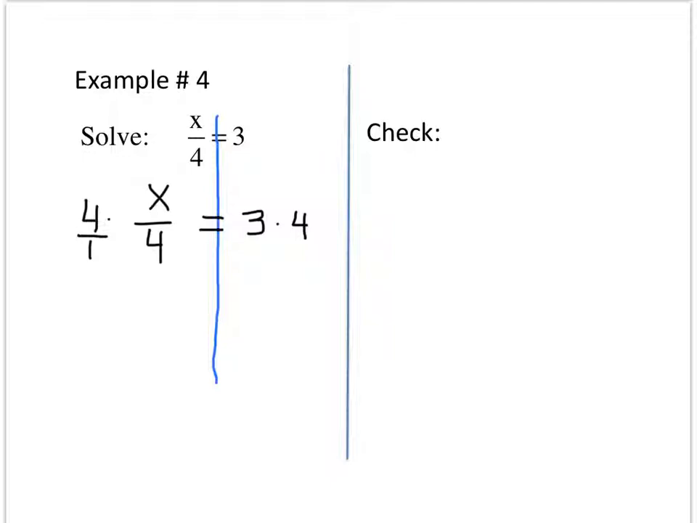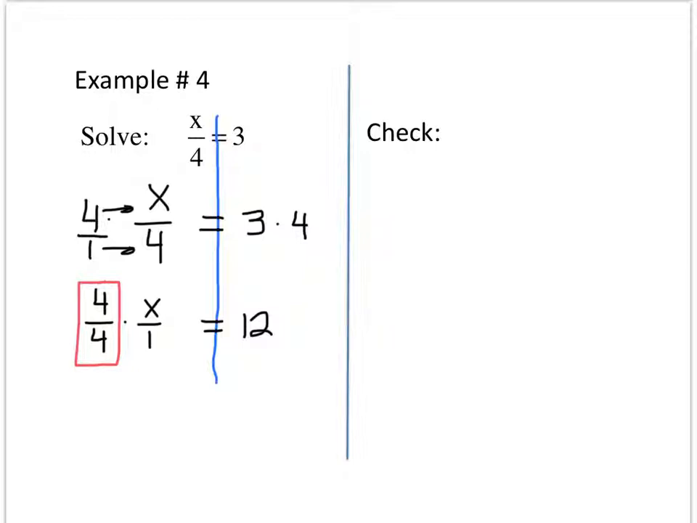And this is going to give us, if I multiply straight across, 4x over 4, or in other words, 4 over 4 times x over 1, which would be equal to 12. But again, if I look at this fraction 4 over 4, here's our inverse work going. 4 over 4 is just 1 again. I really don't need this.